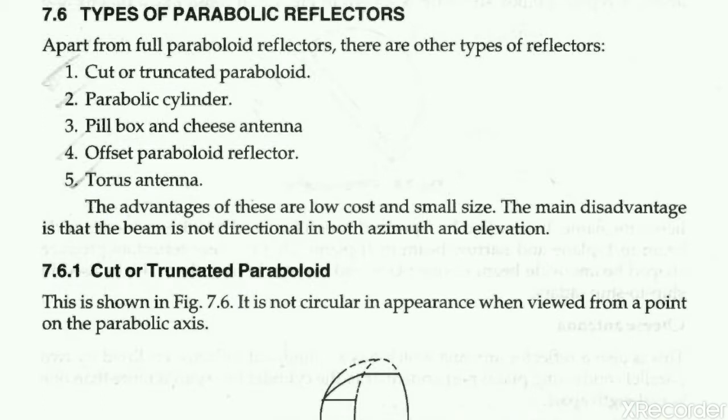parabolic reflectors. So in the case of parabolic reflectors, as we know the geometry, there is one big reflector surface which has a curved surface, or we can say parabolic surface, and at the focal point a feed antenna is provided which is used to transmit electromagnetic waves or radio waves towards the reflector plate, and the reflector plate will reflect these incident waves to the space.